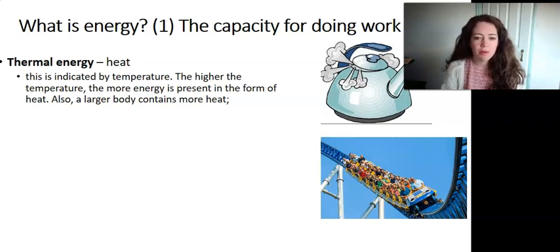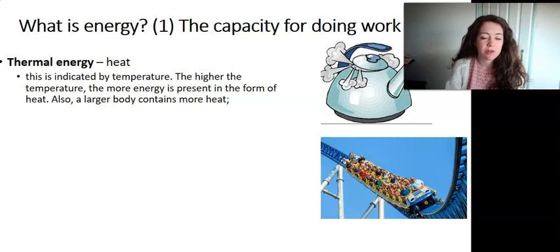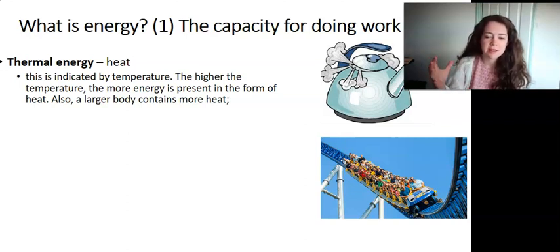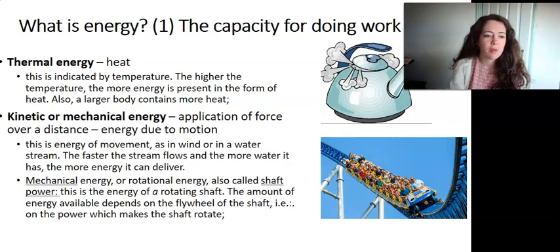So the most common form of energy is thermal energy, which is basically heat. This can be the heat of a substance, a liquid, a solid. And the measure of that is temperature. So obviously the higher the temperature, the more energy that's present in the form of heat. And the larger the body that contains the heat that is hot, the more heat there is, the more thermal energy there is.